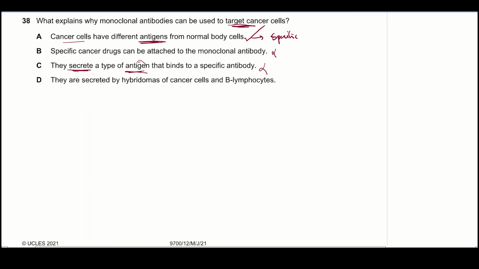D. They are secreted by hybridomas of cancer cells and B lymphocytes. This is incorrect. It's not secreted by B lymphocyte. The process of making a monoclonal antibody is when plasma cells releasing a specific type of antibody is fused with myeloma or cancer cells by a fusogen. Then it forms a hybridoma cell. Monoclonal antibodies are only secreted by hybridoma cells. So in this case, this is incorrect. So the only correct answer here is going to be A.